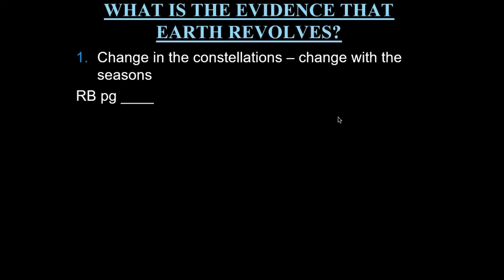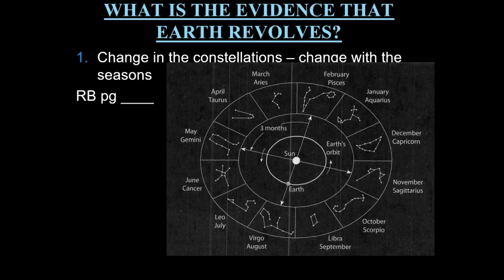All right, so evidence that the Earth revolves. Remember, revolve means to go around another object. So one of the key things here is that constellations change with the seasons. In your review book, it should be page 67, where you see the picture that I'm about to show you. So it looks like this.